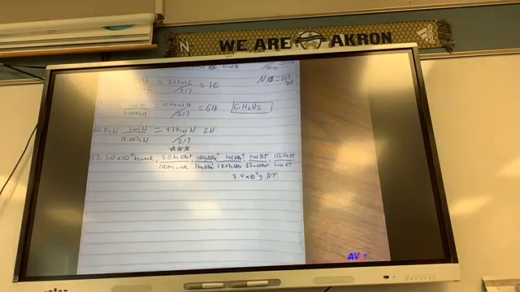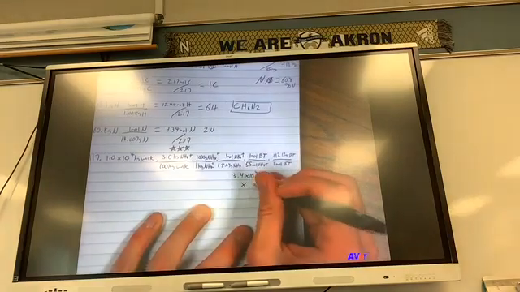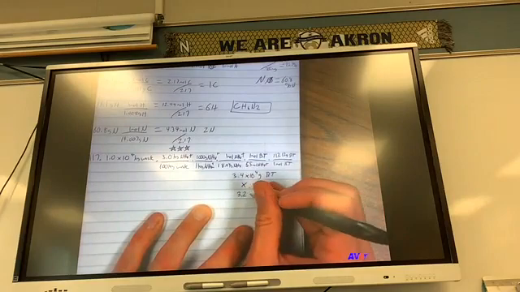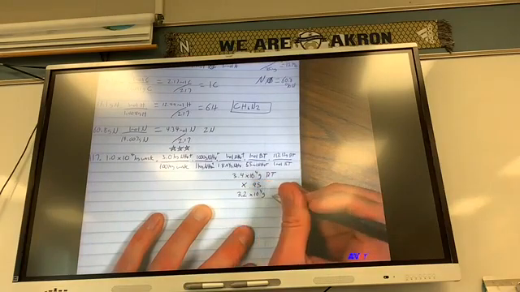But I'm not done, right? Because on 117, they said, assume that 95% of the ammonium ions are consumed by the bacteria. So now I have to multiply this by what? 0.95, right? Because it says 95% are consumed. So I'm going to multiply this by 0.95, and my final answer was 3.2 times 10 to the fourth grams of bacterial tissue.